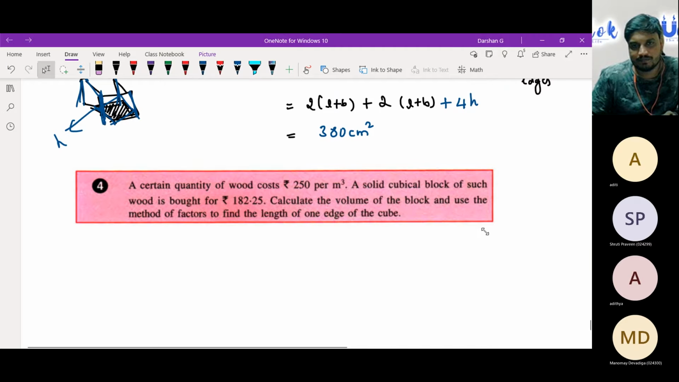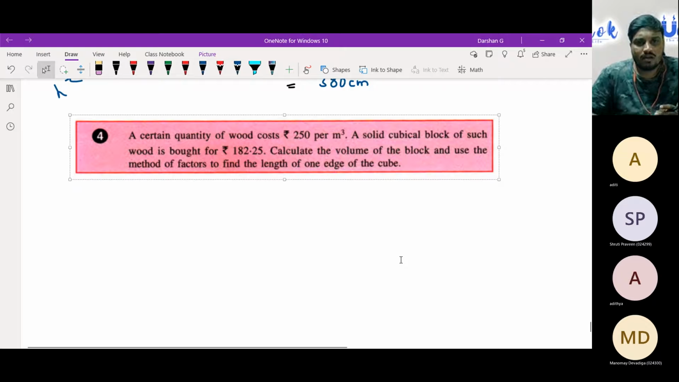Fourth question. A certain quantity of wood costs 250 per meter cube. A solid cubical block of such wood is bought for 182 rupees 25 paisa. Calculate the volume of the block and use the method of factors to find the length of one edge of the cube. A certain quantity of wood. Remember that.